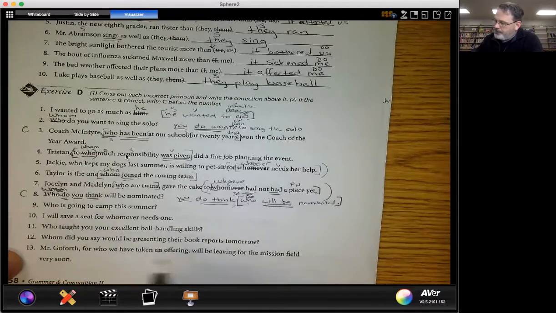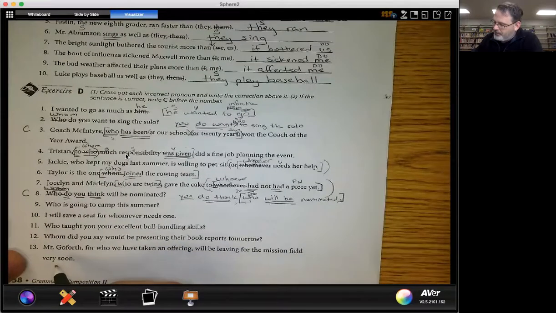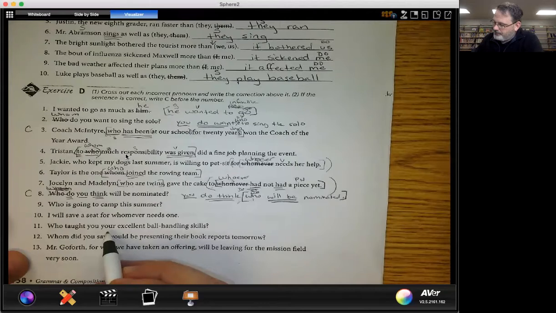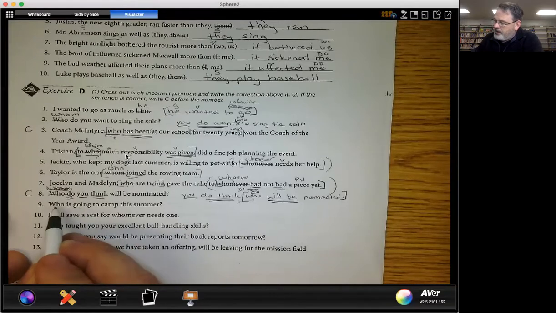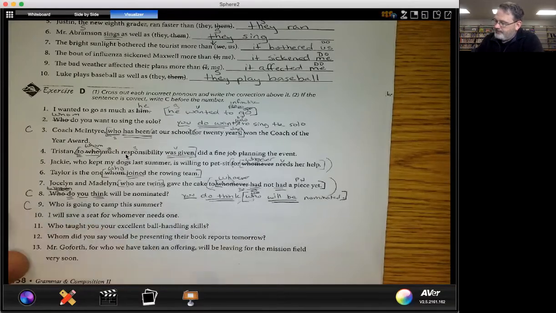Well, we don't have to flip this one around very much because there is no other option. To camp this summer, we're dealing in that case with two prepositional phrases. Let's see. So who is the subject? Going is the verb. Who is nominative case. So make it C.